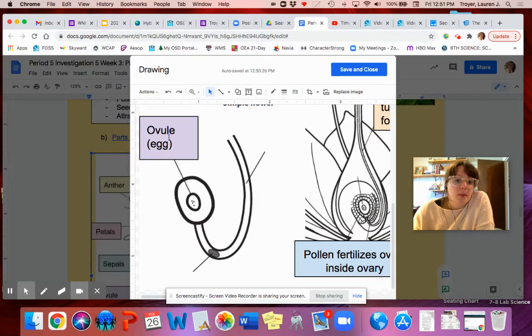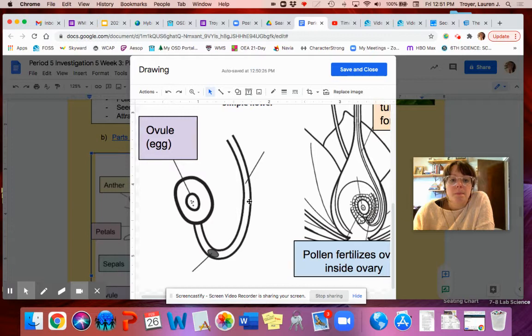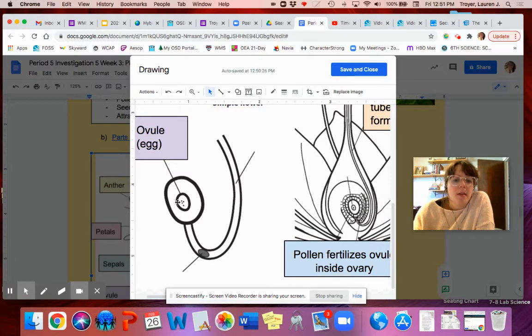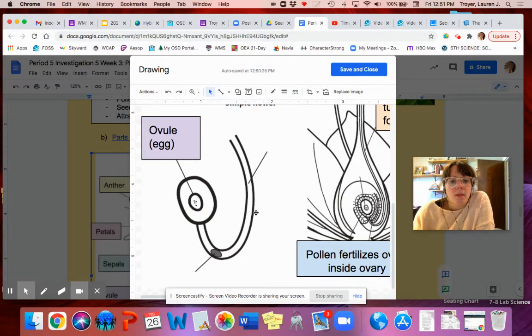Here's just a label of the ovule or egg, and this is the pollen grain coming down to fertilize it. Actually, it's a sperm cell coming down to fertilize it. Okie dokie. There's the egg cell. That's the female cell. This is the male cell. So save and close.